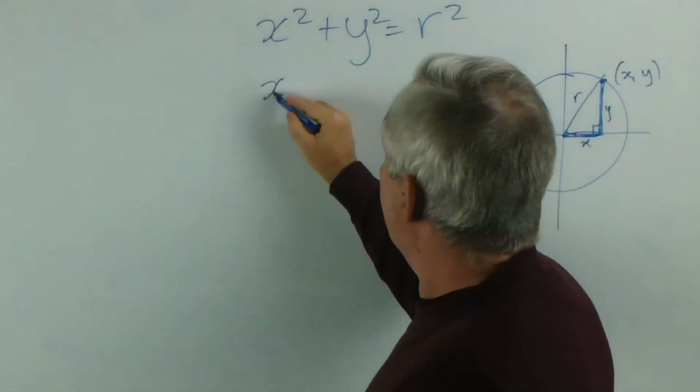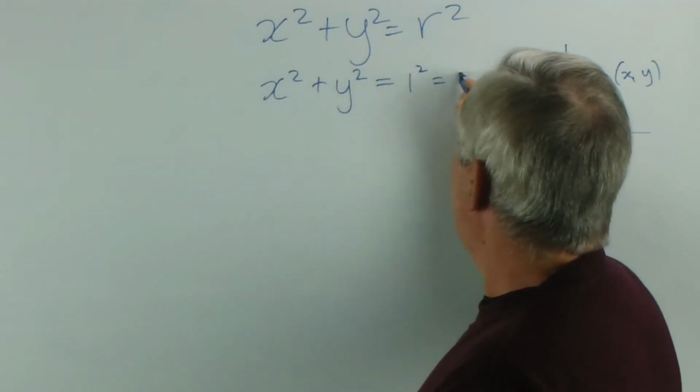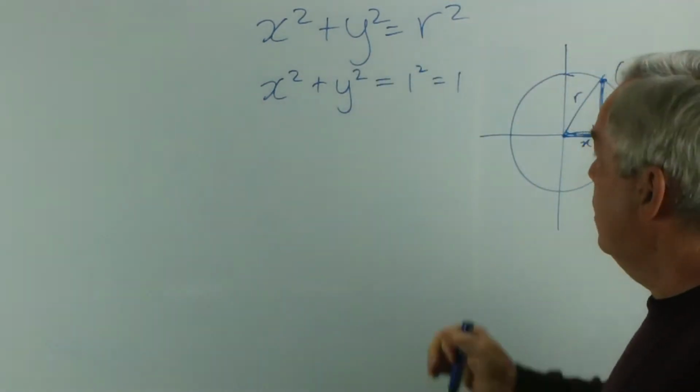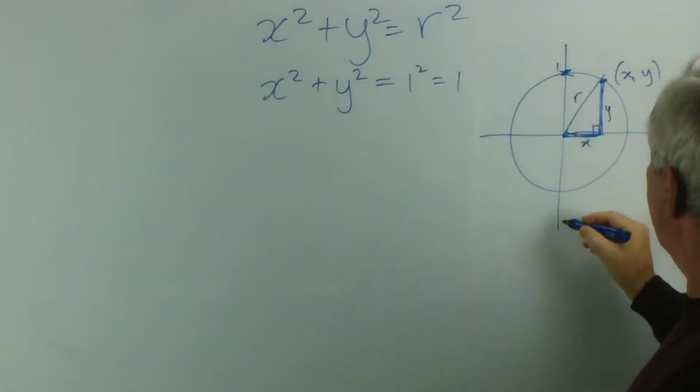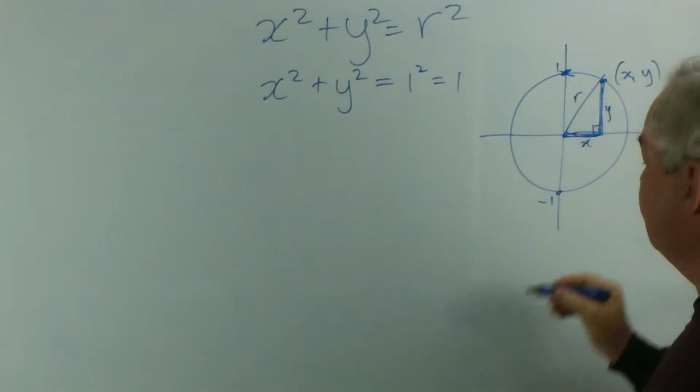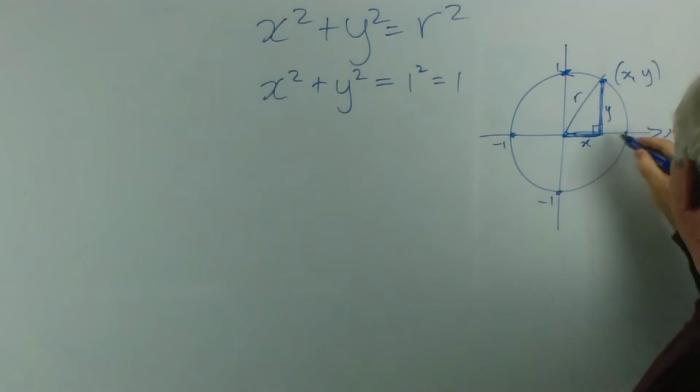That means, for example, that x squared plus y squared equals 1 squared, or 1, is a circle with a radius of 1. And it would go through 1 and minus 1 on the y-axis, and 1 and minus 1 on the x-axis.